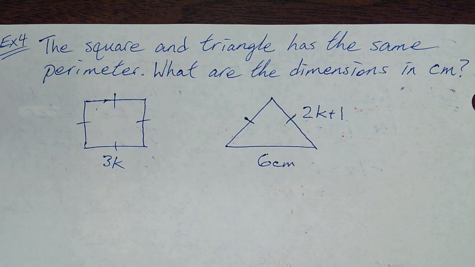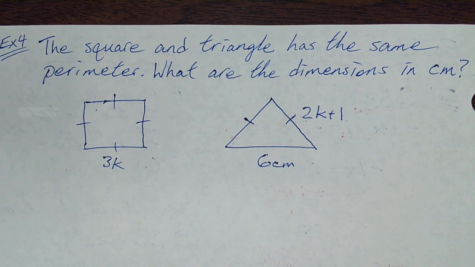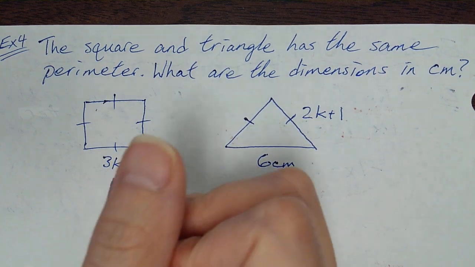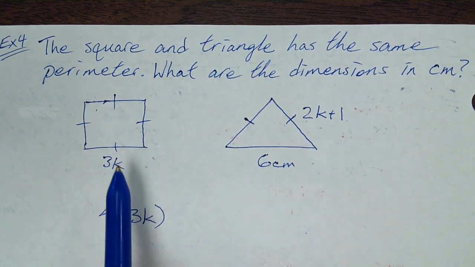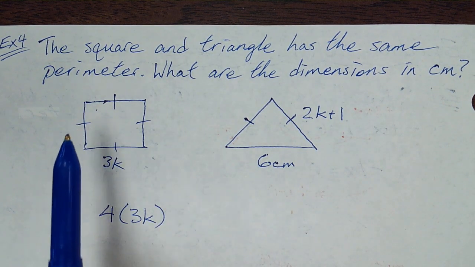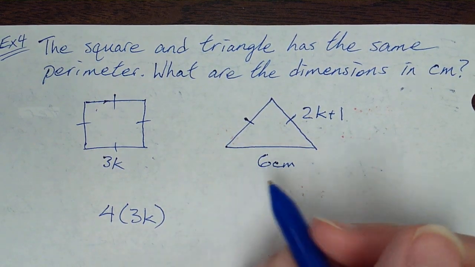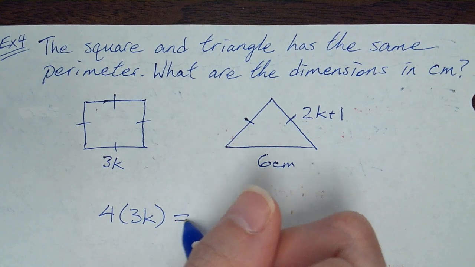So I just changed up the question a little for this one. Okay, how do I find the perimeter of a square? Perimeter. You're thinking area. Add them all together, or since it's a square, what's the shortcut? Length times 4. Yeah. So in this case, 4 times the 3K. This is the same thing as saying 3K plus 3K plus 3K plus 3K, or just 4 times 3K. It has the same perimeter as this triangle.